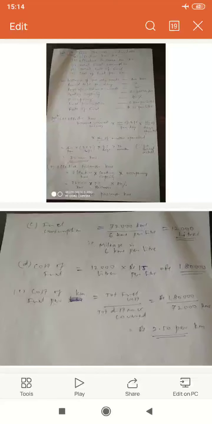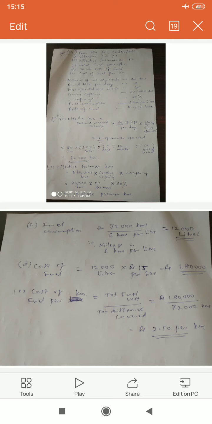Hello. So now to look into the next problem. The problem reads as, from the following calculate, say in total 5 different requirements he has enlisted. A, or number 1, you have been asked to either calculate or ascertain effective kilometers per annum. B, effective passenger kilometers per annum. C, total fuel consumption. D, total cost of fuel. Next, cost of fuel per kilometer.